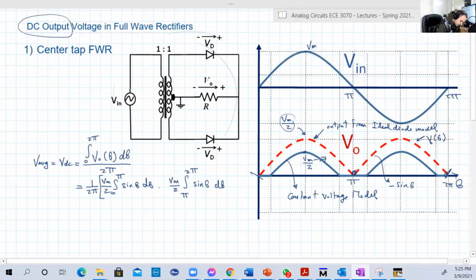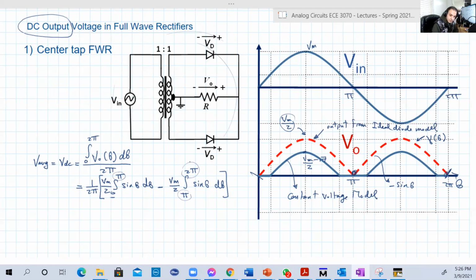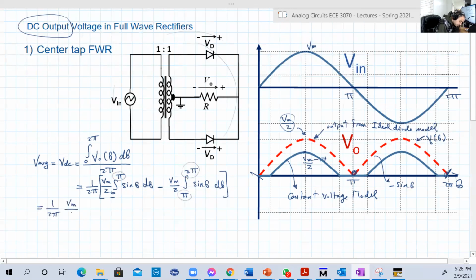So this will be minus here. One may say this integration will cancel. No, because basically this is from 0 to 2 pi, and this is from pi to 2 pi. So they will not cancel each other. Okay, as we will see now. So basically this is equal to 1 over 2 pi, and we can take V maximum over 2 as a common factor. And now let's calculate this.